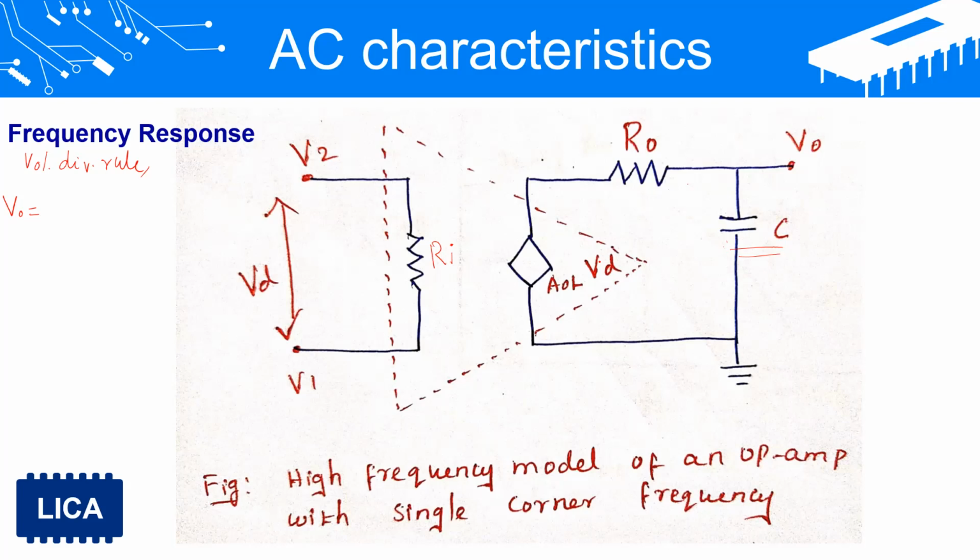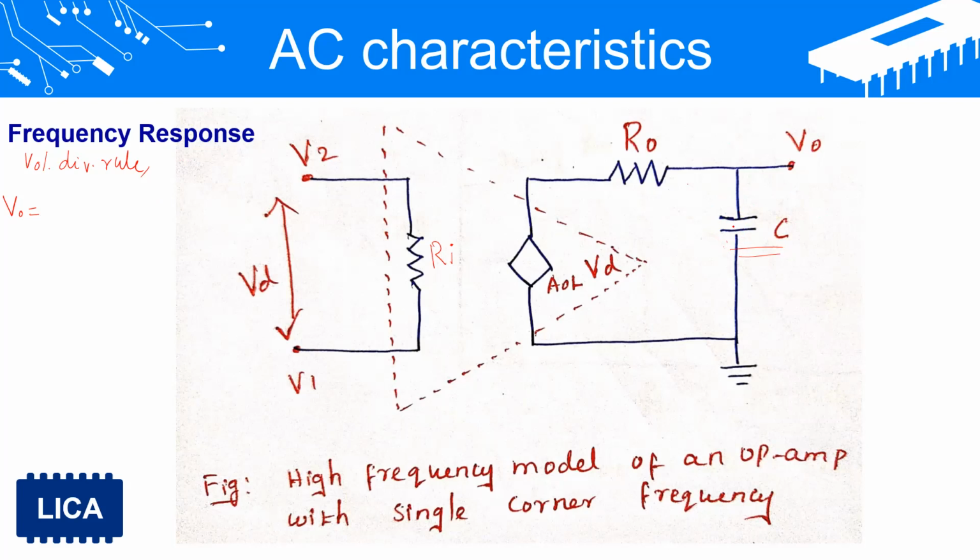Please recollect the voltage division rule. What is the voltage division rule? V0 equals: the component across which we have to find the voltage, we put on the top side. So in this case, it is the capacitance C. Through the capacitance, we are going to take V0.